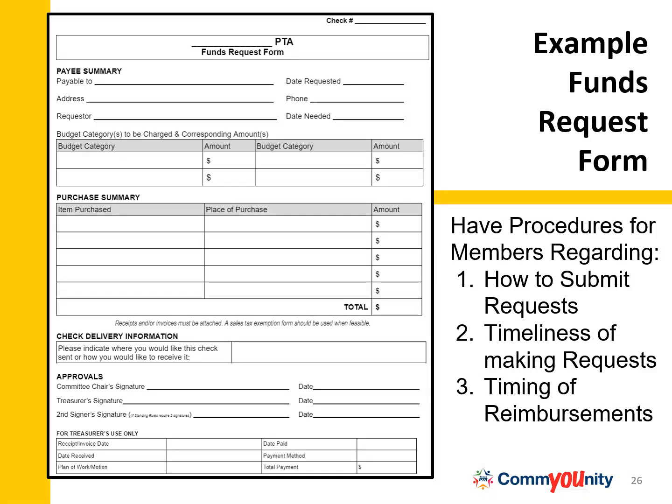Here is an example PTA funds request form. Notice that all expenses must be associated with an existing budget category. When funds are requested, this form should be completed and receipts or invoices attached. Establish procedures with your members on how funds requests should be submitted, when they can expect payment, and how long they have to get those receipts turned in. Some PTAs have established timelines for submitting funds request forms after an event in their standing rules. This form can be found on Texas PTA's website and in the Treasurer Resource Guide.